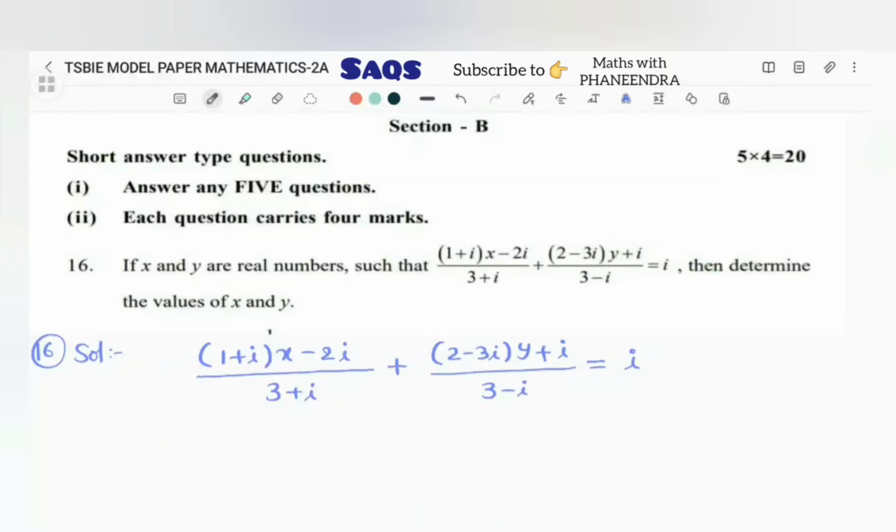It is from section B. In section B we have 12 questions. Out of 12 you have to write any 5 questions according to the 2021-22 pattern. So let us have a discussion.